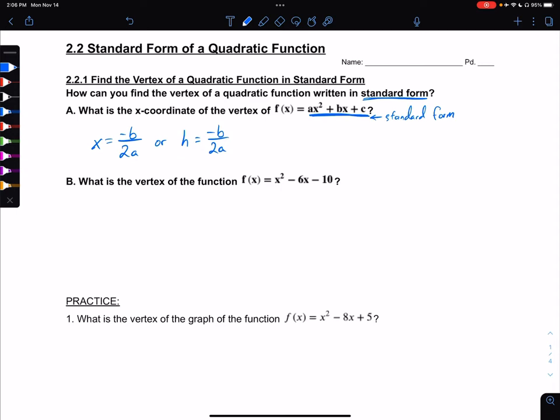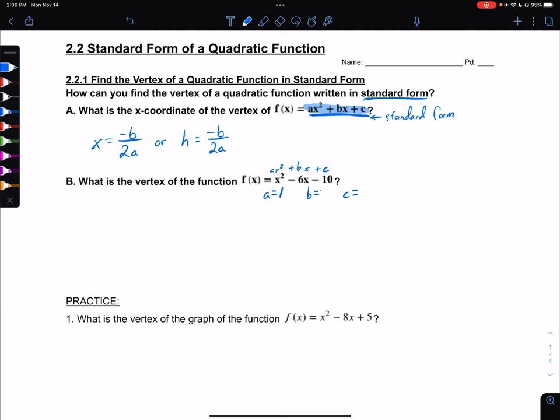Part B is where we're actually going to figure out what is the vertex of the function, and we're given the function x squared minus 6x minus 10. So first thing we want to do is we want to label or state what a, b, and c are equal to. And we're going to reference back to our equation up here, right? The ax squared plus bx plus c. So if I rewrite this as ax squared plus bx plus c, I can see where these numbers come from. So a is equal to 1, right? We have a 1 here. It's not visible, but we understood that that's a 1.